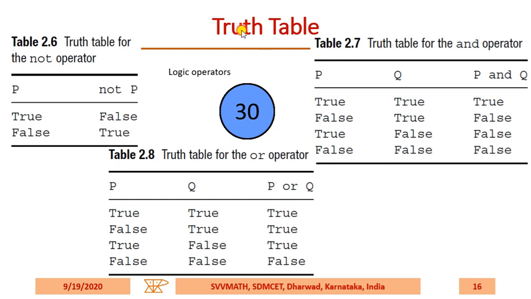Truth table, most of you will know this. For a NOT operator and for an AND operator, when both are true, the AND operation is true, otherwise false. Similarly, for the OR operator, when any one is true, the answer is true. Just go through it, I'll give you 5 seconds. You can pause the video. Let us go to the next.